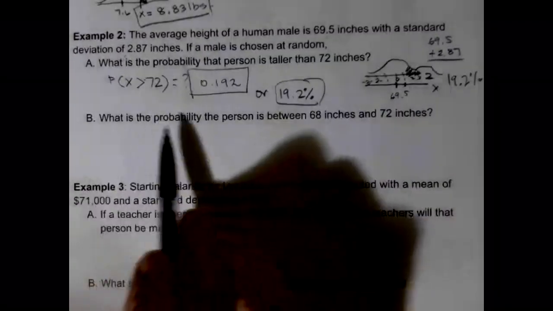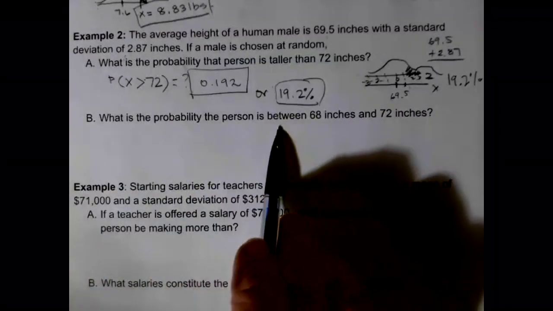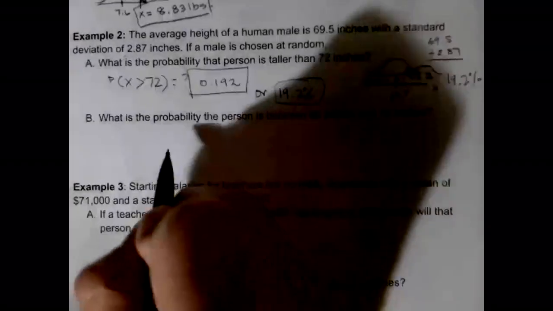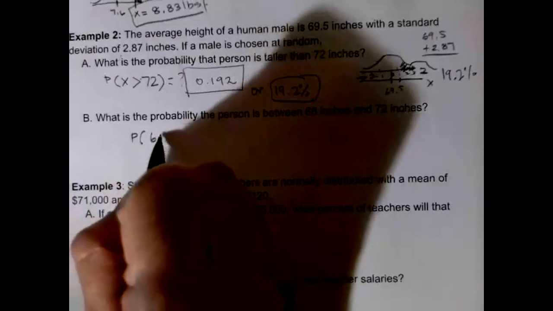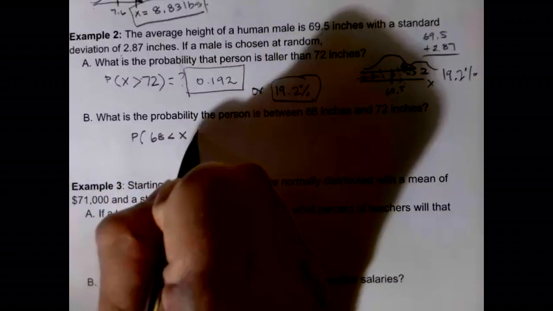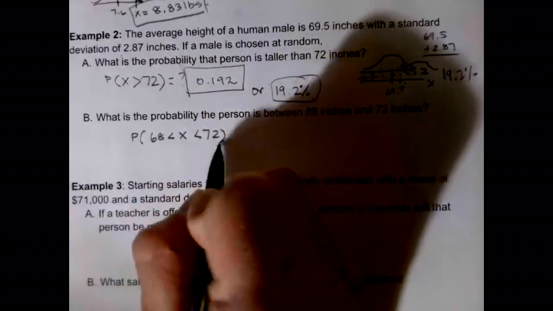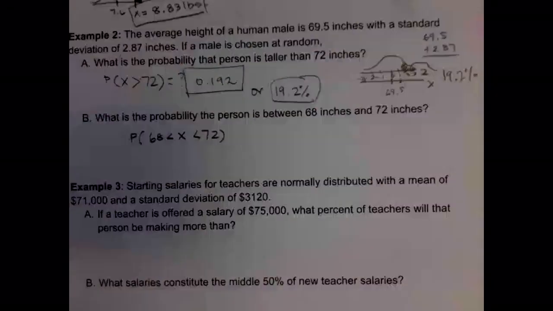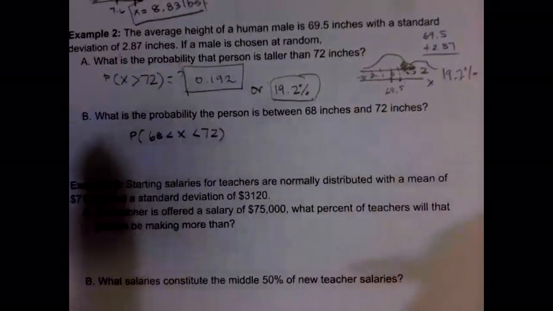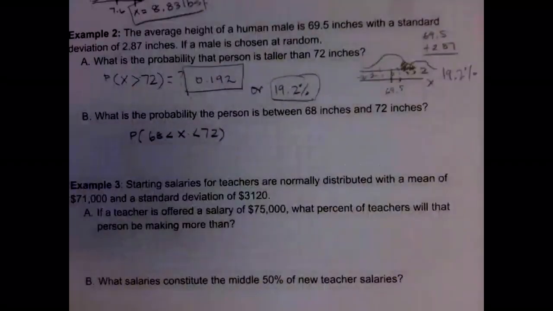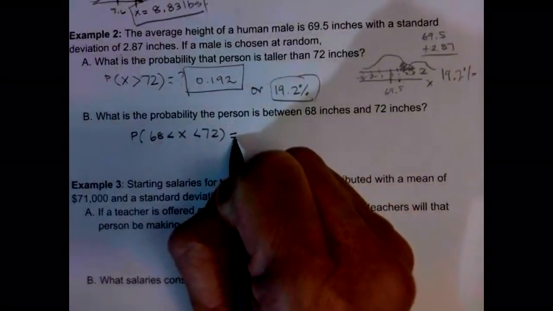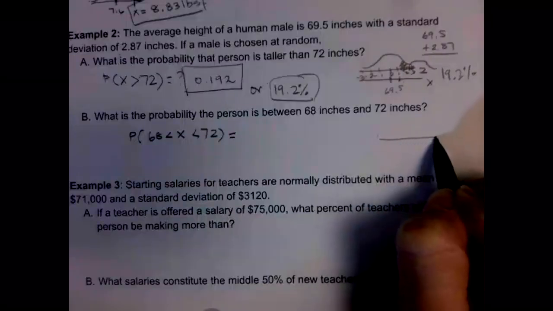All right, B, what is the probability the person is between 68 inches and 72 inches? Again, let's write the probability statement. So 68 is less than X is less than 72. I'm using X's because I'm talking about those raw scores, right? Those values of an individual, not the standardized ones. So you could convert it back over using our formula. I'm going to draw my curve.